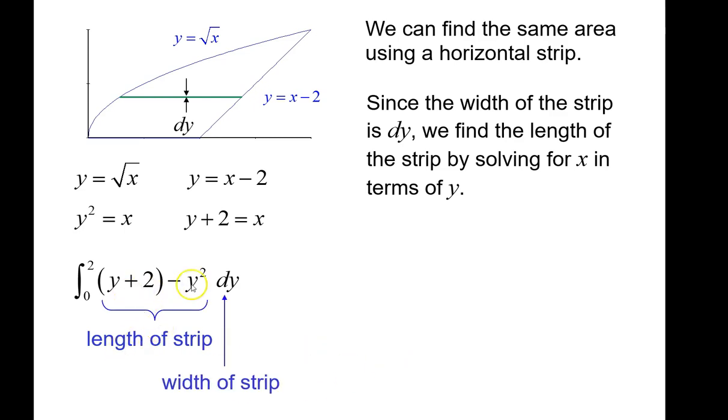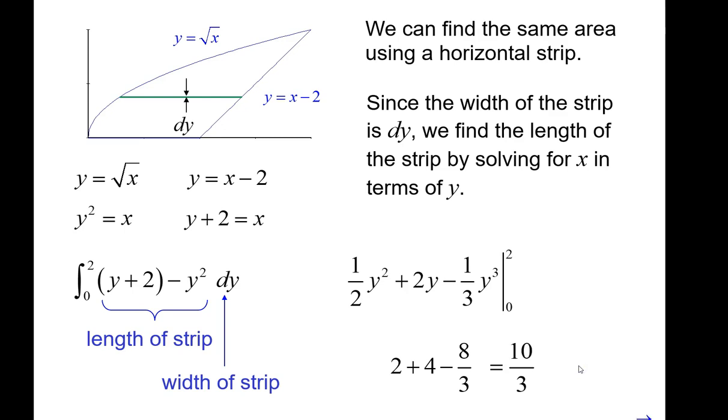So this is the area of each individual rectangle, the length of the strip times the width of the strip. If we use the fundamental theorem, the rules are the same, we're just using y instead of x as our variable, but the process for evaluating the integral is the exact same. We have 1/2 y squared plus 2y minus 1/3 y cubed, that's the antiderivative, from 0 to 2. And so if we evaluate these all at 2 and then minus the lower limit of 0, when we plug in 0 for y here, we just get 0. I get a value of 10/3. And so the area bounded between these two curves would be 10/3.